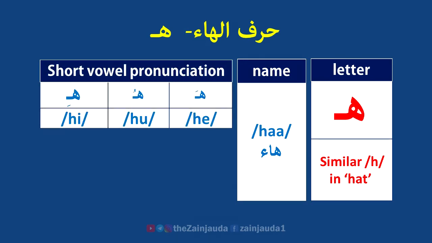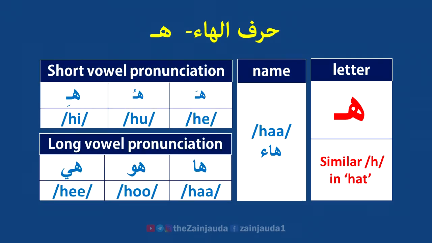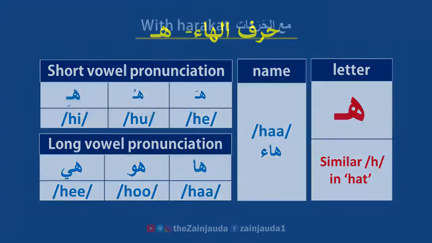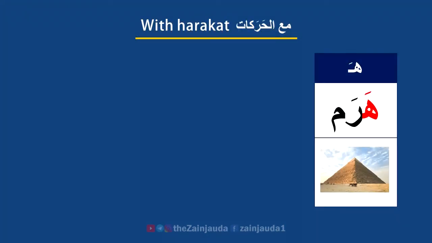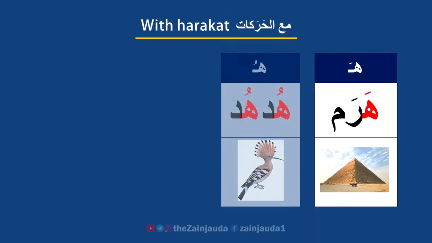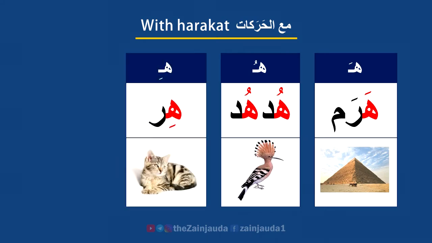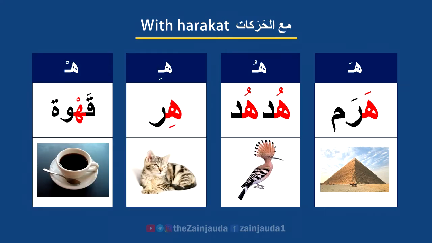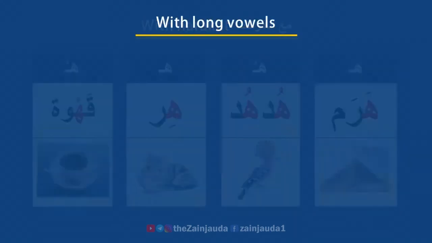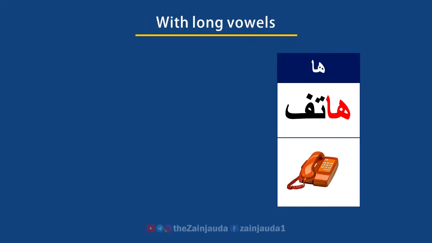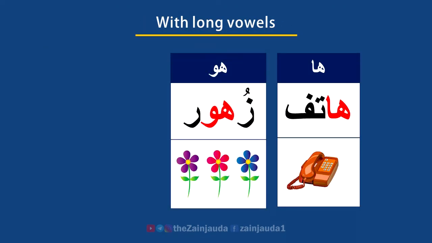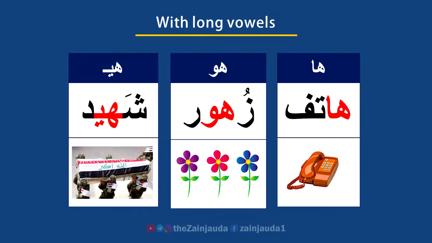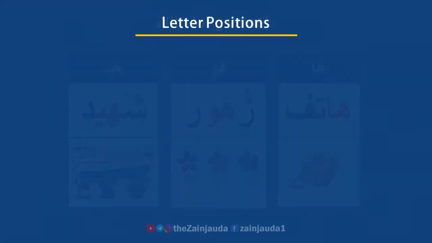With the harakat, it becomes ha, hu, he, and with long vowels, ha, hu, he. Examples of ha with the harakat: haram, hudhud, hir, qahwa. With long vowels, hatif, zuhur, shaheed.